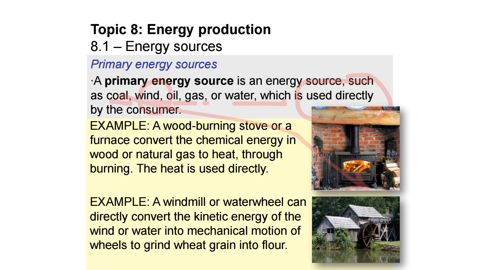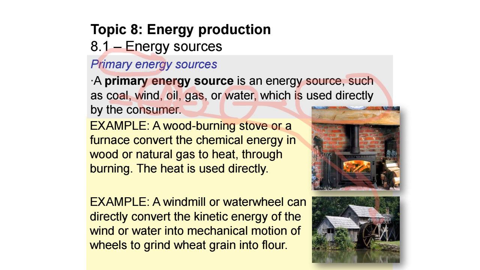Wind, you can use for windmills and use that to grind corn, etc. And that's usually how things were done before. Oil, you can burn it to get heat. Gas, you can burn it to get heat. Water is actually a really good source of mechanical energy and used to be used to grind grain, etc., and to run mills and things like that. So water is another good primary energy source.